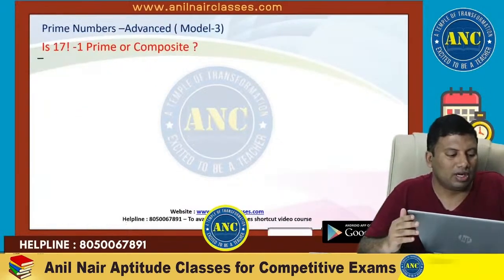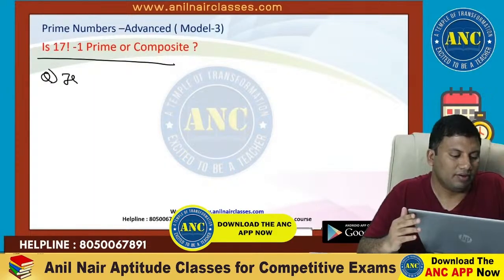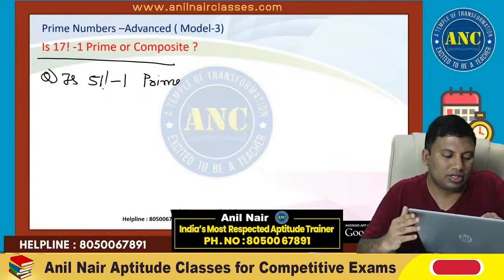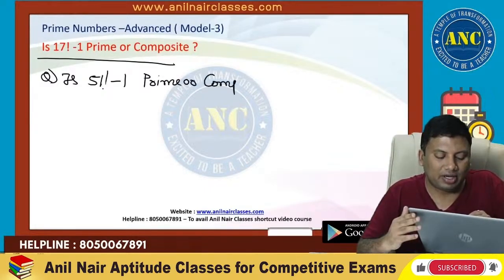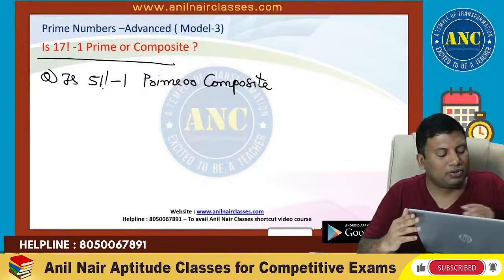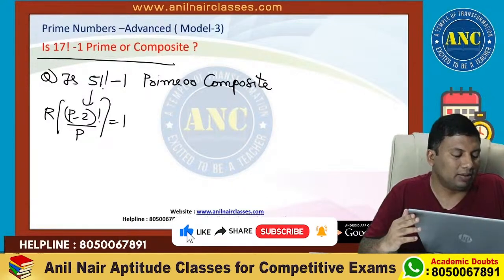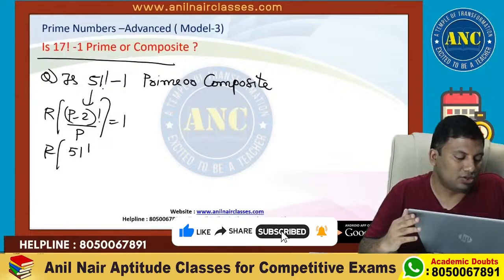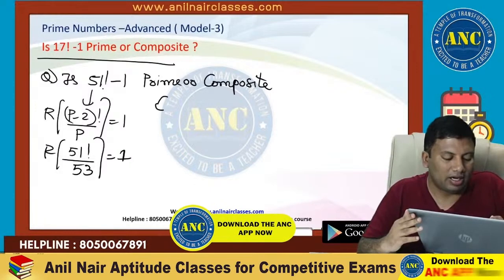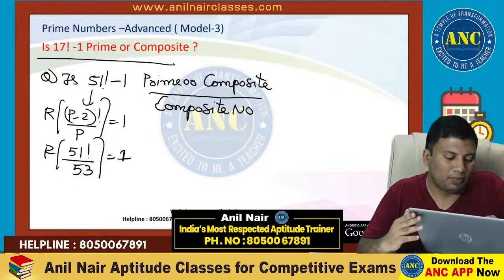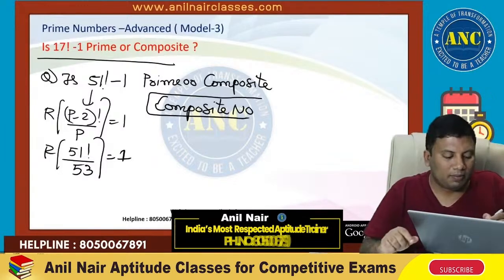Now, a few more models. Is 51 factorial minus 1 prime or composite? Immediately it should strike you: (p minus 2) factorial divided by p is 1. So 53 minus 2 is 51; 51 factorial divided by 53 is 1. 1 minus 1 is 0. The answer is a composite number.